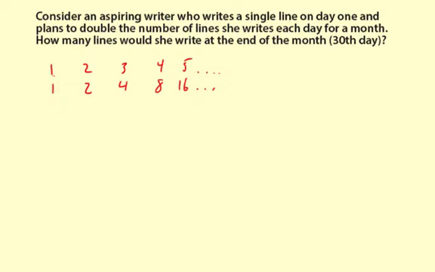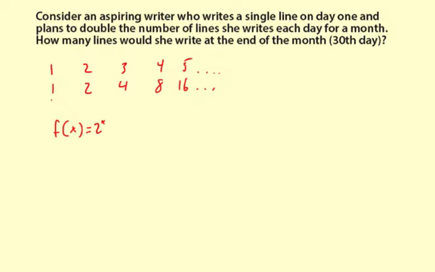So if you're doubling each day, it's going to be some type of exponential model, which means it could be f of x equals 2 to the x or something like that. So let's try and match these numbers with that function pattern.